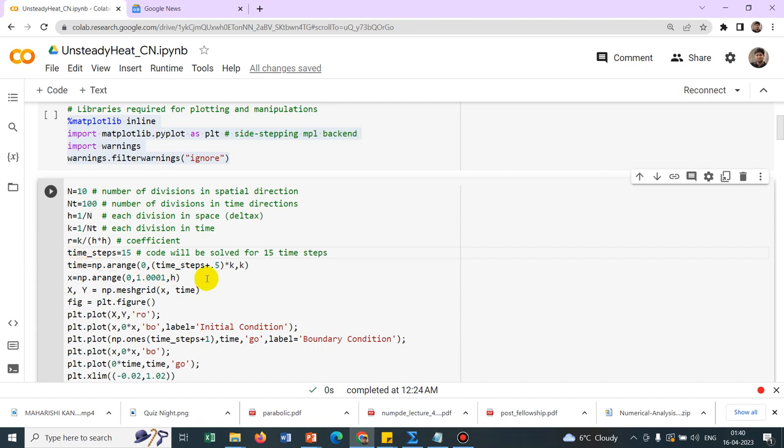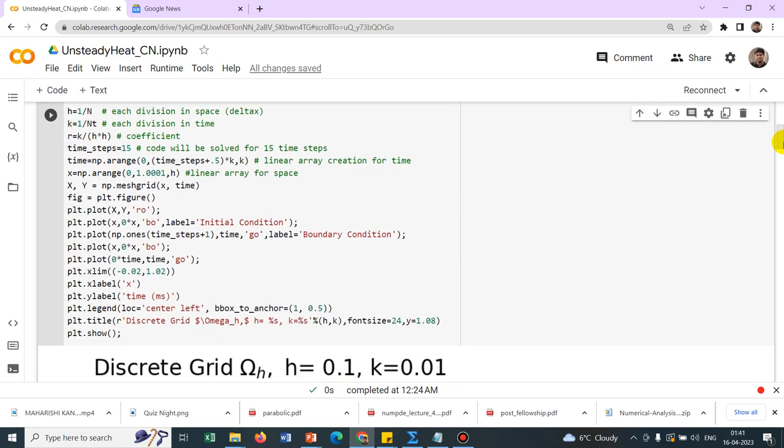Now they are creating a linear array of time, that is np.arange. So we have already talked about how exactly we can create linspace or arrays in Python. So I'll show you how exactly they have created it, but this is linear array creation for time. Similarly, linear array for space. Now, once they have done all those things, they have plotted those particular linear arrays.